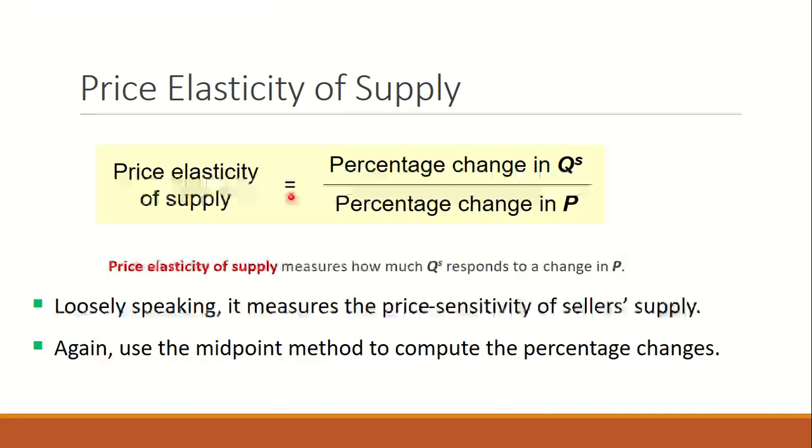Price elasticity of supply is equal to percentage change in quantity supplied over percentage change in price. Price elasticity of supply measures how much quantity supplied responds to a change in price. Loosely speaking, it measures the price sensitivity of seller supply. Now we are looking at if price goes up or down, how does the seller respond? Again, use the midpoint method to compute the percentage changes as we did in case of price elasticity of demand.